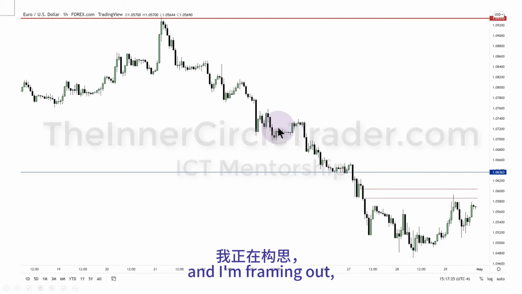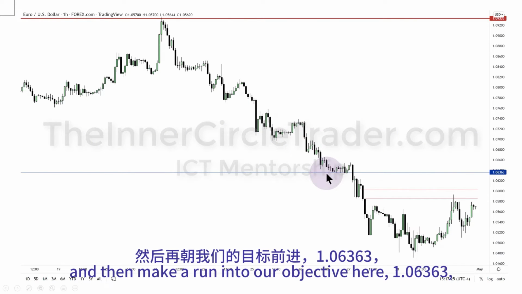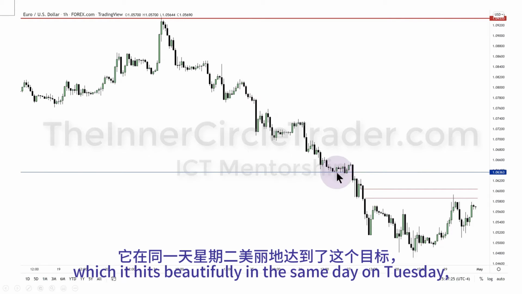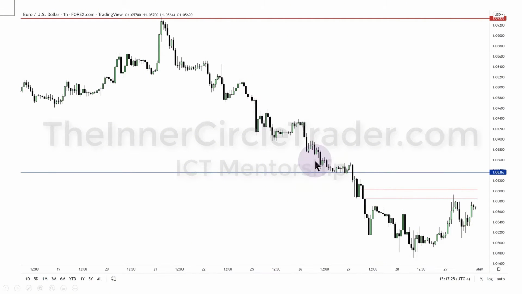And I'm framing out, I want to see it run above the buy side first, and then make a run into our objective here, 1.06363, which it hits beautifully in the same day, on Tuesday. Okay, we'll talk a little bit about that when we get on the 15-minute time frame. But it breaks lower after consolidation.